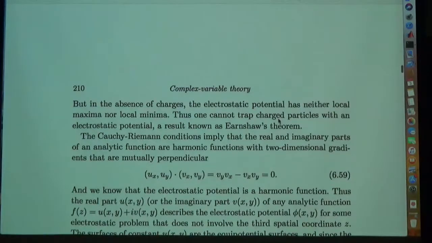And that has a consequence known as Earnshaw's theorem, which is that you cannot trap a charged particle in an electrostatic potential.